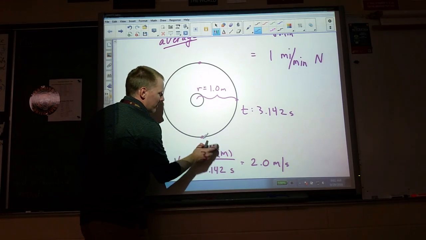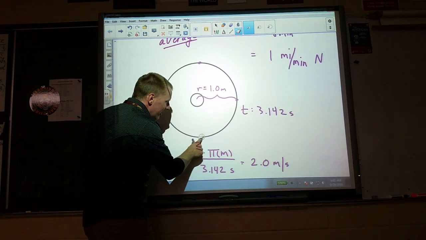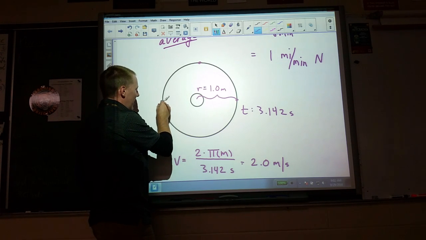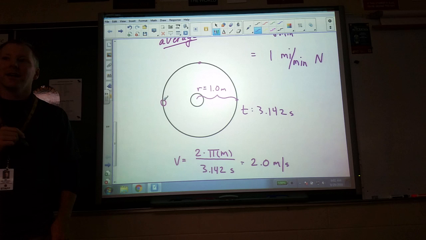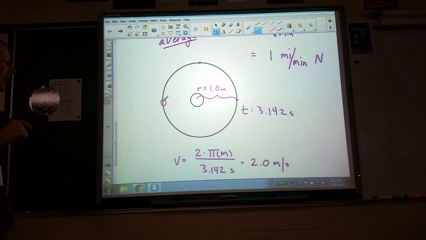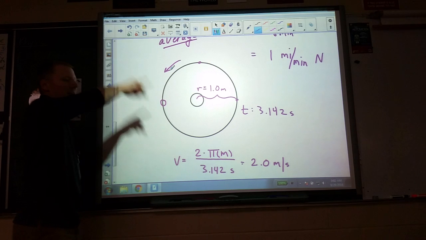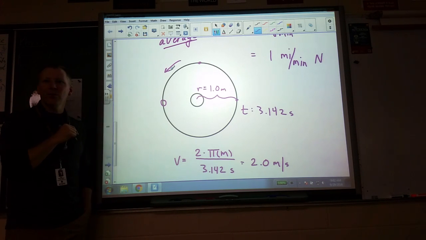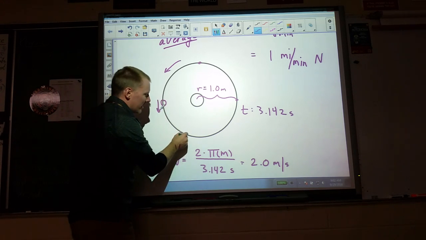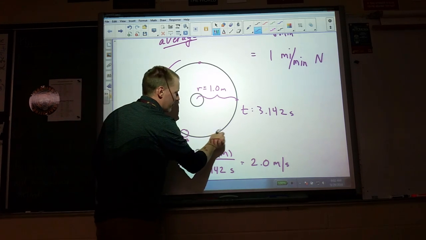So that's average. Now, if I want to just pick a point, say this point, and ask what is the instantaneous velocity? Well, now I have to know what direction it is going at that point. Let's say that overall it's rotating that way. What direction would it be moving at that point? Straight down at that moment. What about here? Kind of to the side.